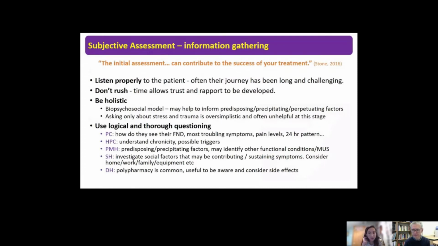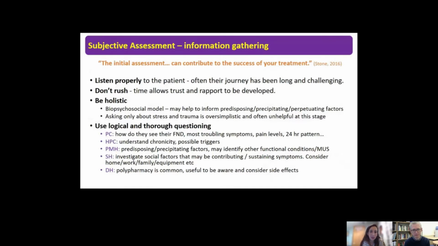So subjective assessment is effectively our way of gaining information about the patient, and I'm sure all of you listening are used to and well practiced in information gathering from our patients. Ironically, it seems to be something that, when you speak to patients who have had a diagnosis of FND, we don't seem very good at listening. And what's the point of asking questions if we're not going to listen to the answers?